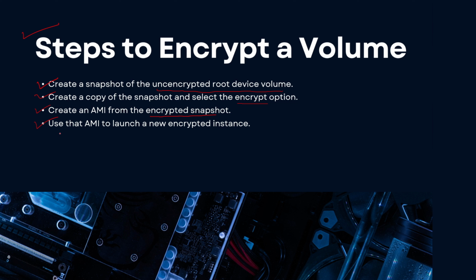So this is a very easy and straightforward process on how you can encrypt your EC2 instance volume if it is unencrypted. I hope you guys got a good understanding of all of this. And in the next video, we're going to dive into a demo on how you can encrypt an unencrypted volume and how you can encrypt volumes when you're initially creating EBS volumes.